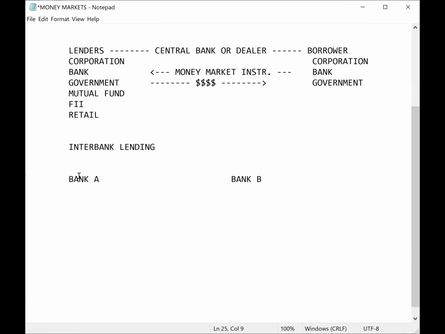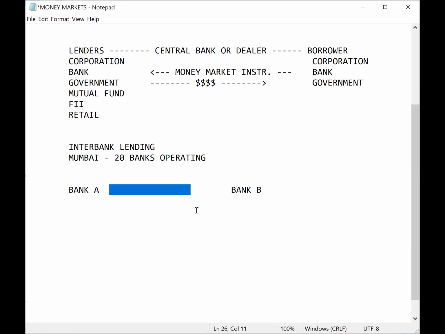I just said that it's interbank lending. It happens between the banks. So let's suppose we are in Mumbai. In Mumbai, you have, let's say, 20 banks. Many more, but let's assume there are 20 large banks in Mumbai. So what can happen is they can exchange the funds between themselves for a short period of time.